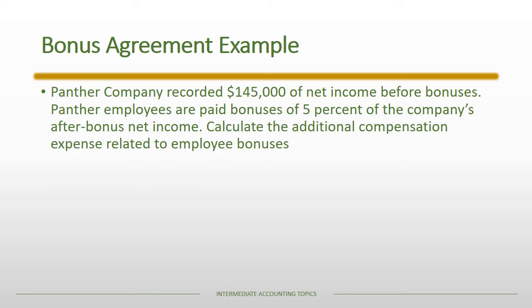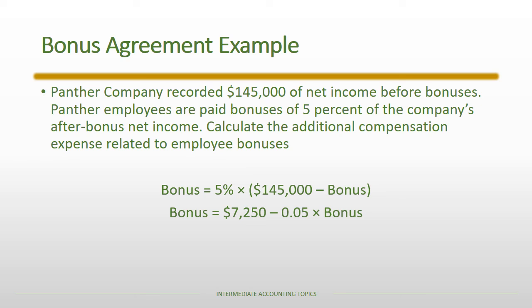And so we have a company that has $145,000 in net income. Employees are paid bonuses of 5% of the after-bonus net income. Now we've got to use a little algebra to figure out how much the bonus is going to be. Again, the bonus is 5% times the after-bonus net income. So we multiply 5% through, and we can see 7,250 minus 0.05 times the bonus. We bring the 0.05 over, and so 1.05 times the bonus equals 7,250. Divide both sides by 1.05, and we can see that the bonus then must be $6,905.